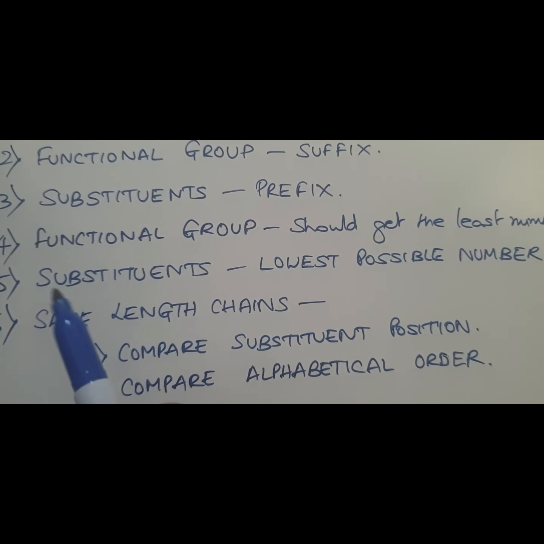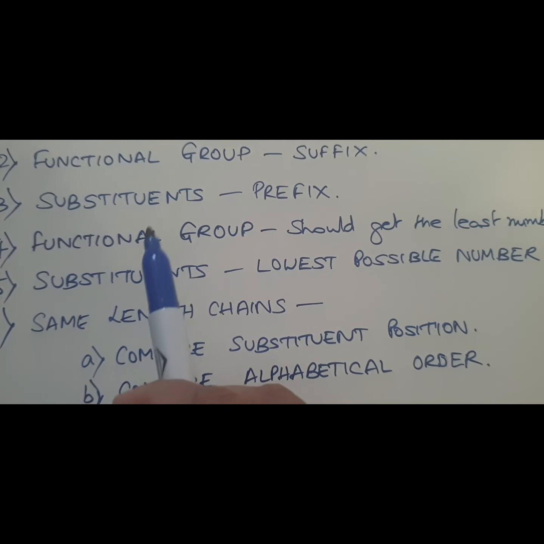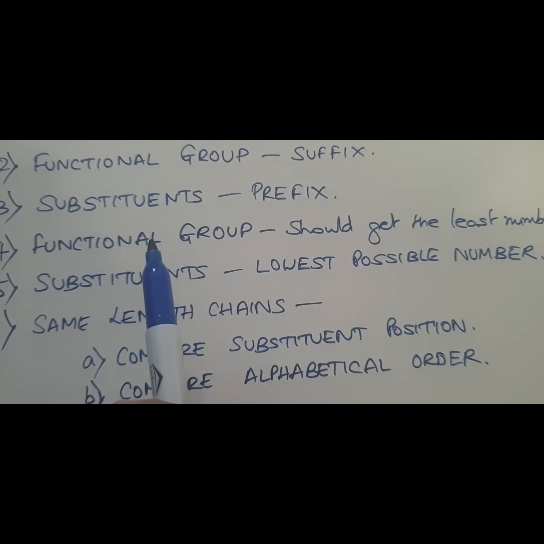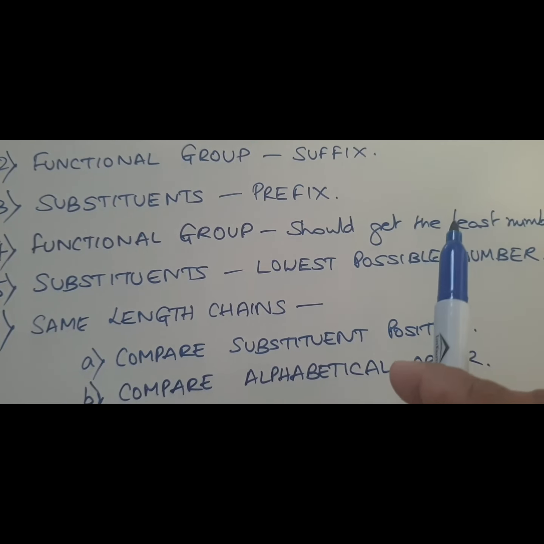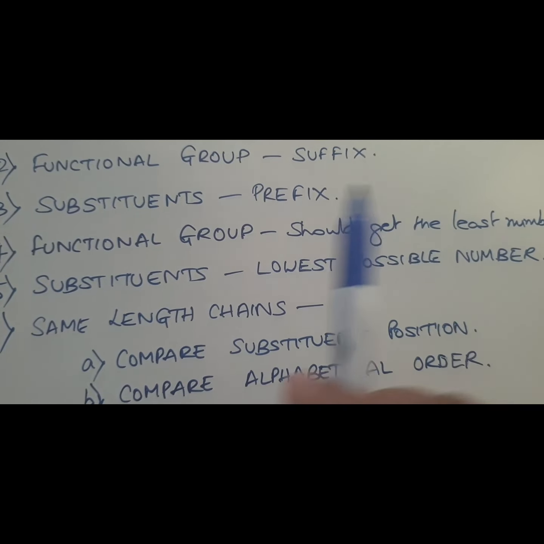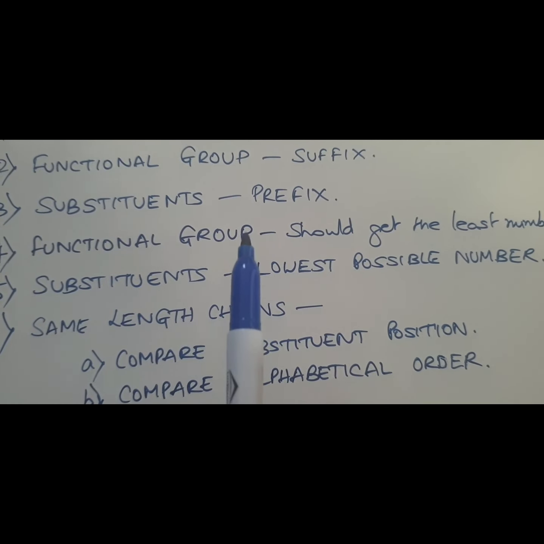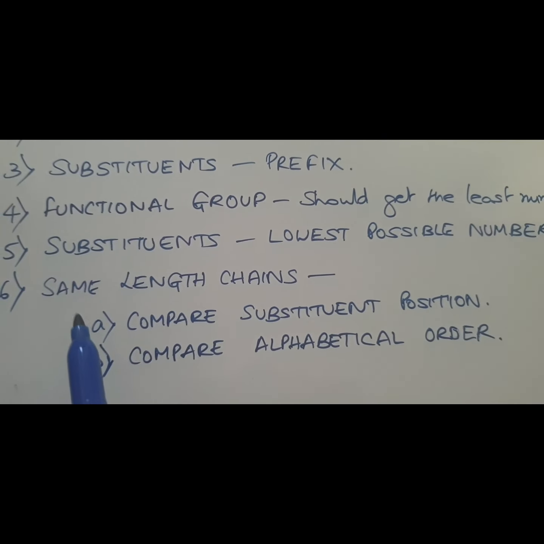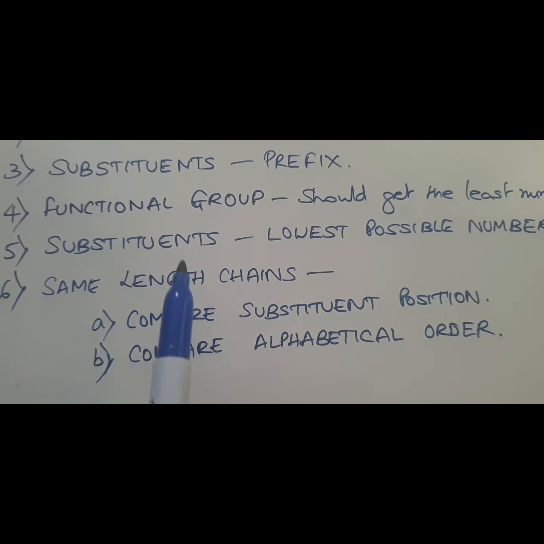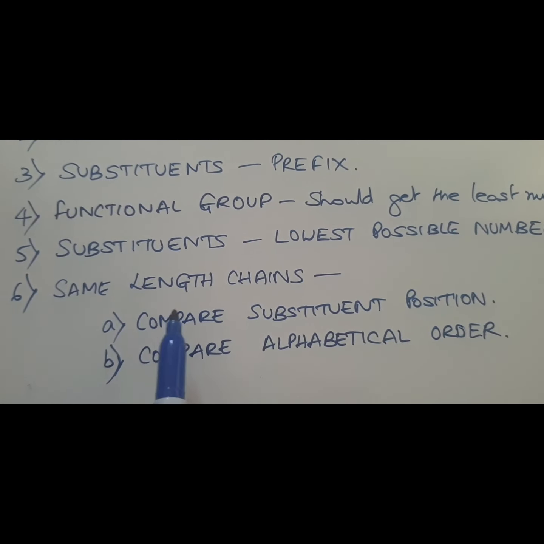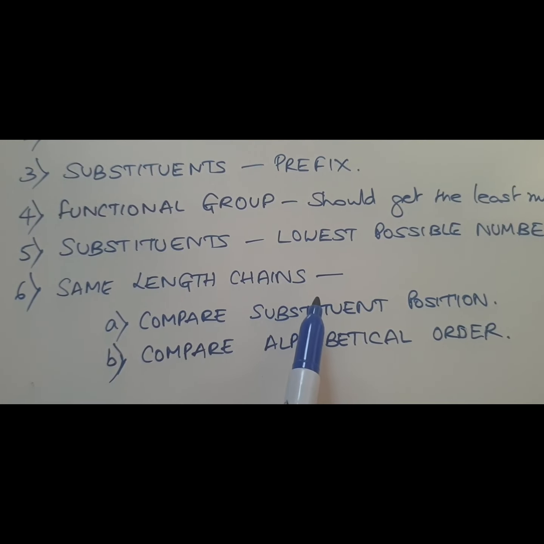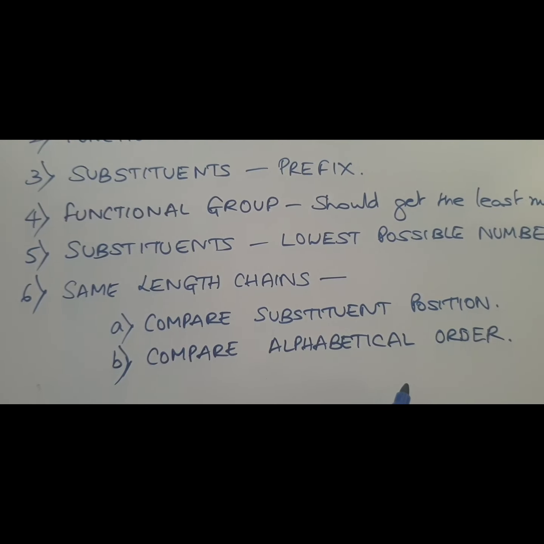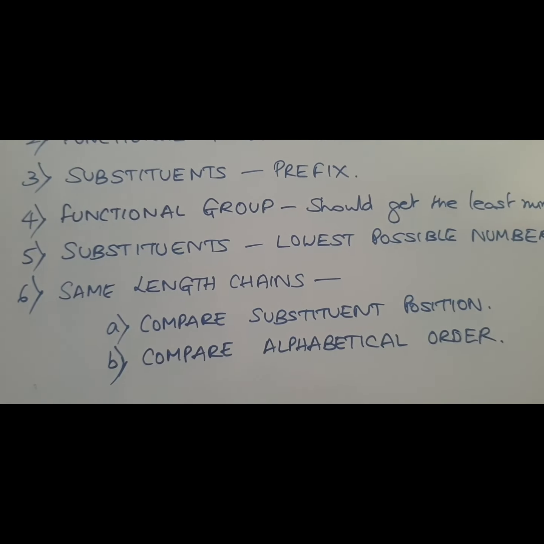Another important aspect which you should remember is whenever you are taking the longest chain, you should see that the functional group is attached to the carbon with the least number. Similarly, the substituents should get the lowest possible number. So suppose you have 2 chains which are of same length, then first you have to compare the position of the substituents and the functional group, and then you have to compare the alphabetical order and accordingly name the compound.